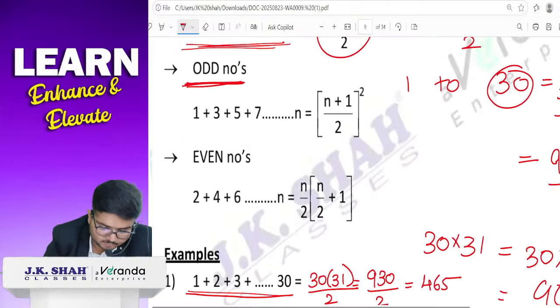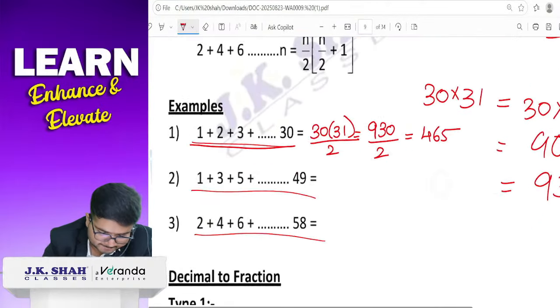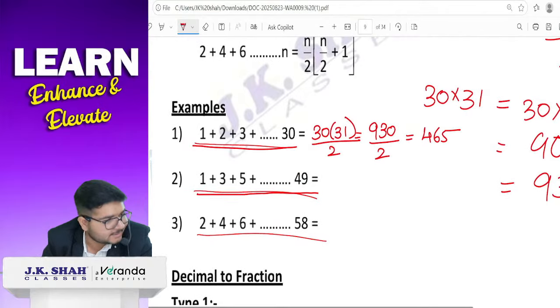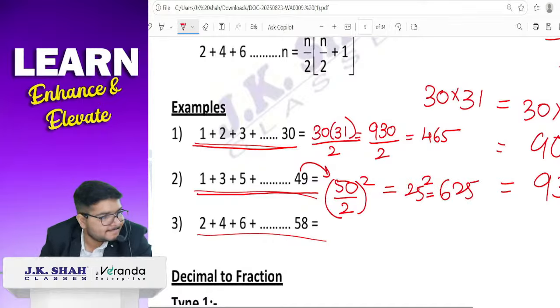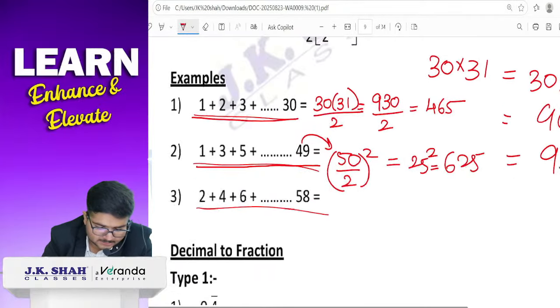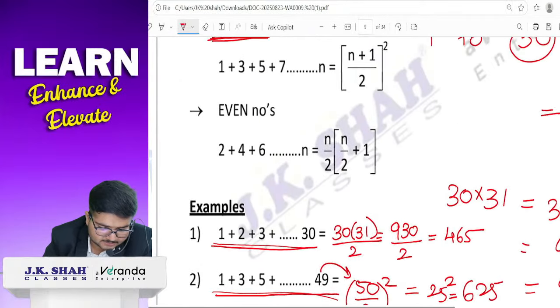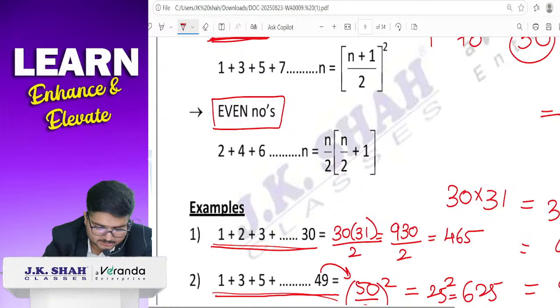Let us solve the question of the book. 1 plus 3 plus 5 plus till 49. So you have to take next number of the last digit, that is 50, divided by 2, then find the square of that number, that is 25 ka square, that is 625. Understood?